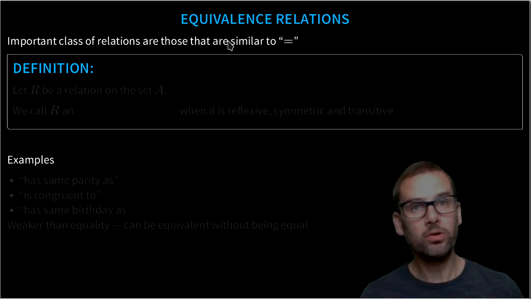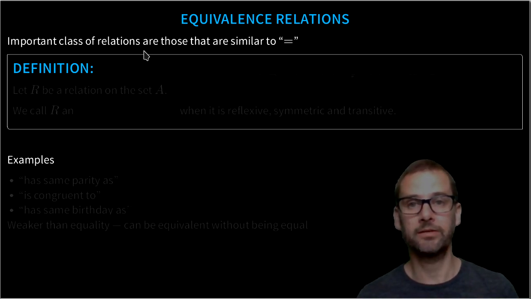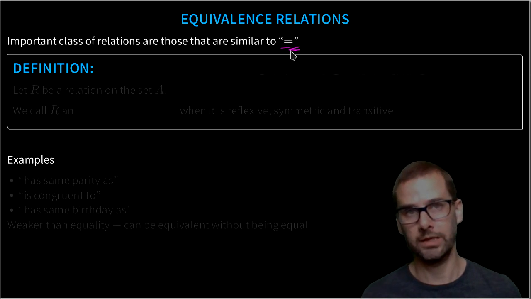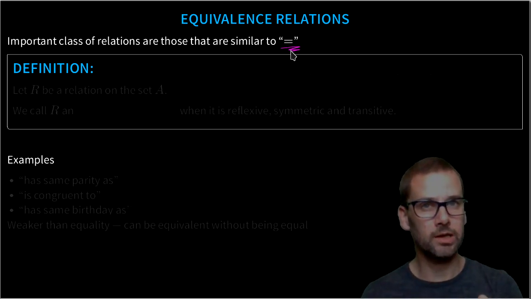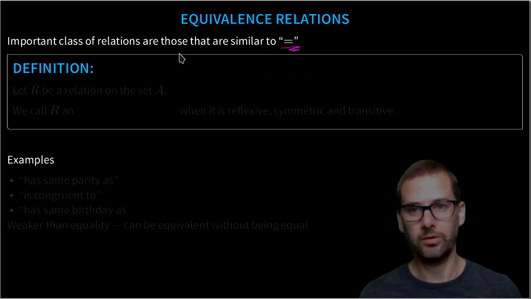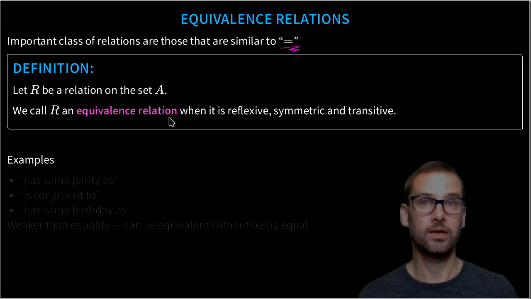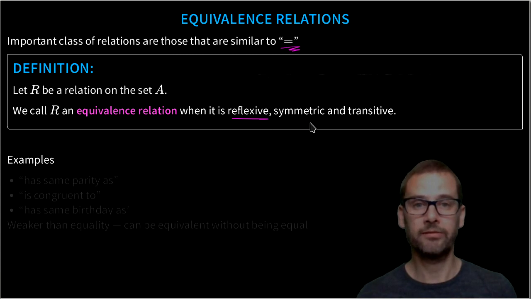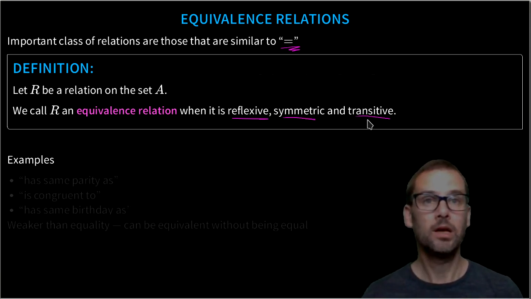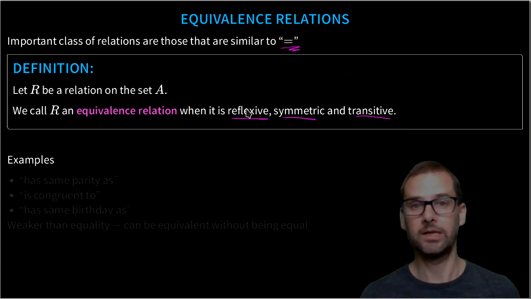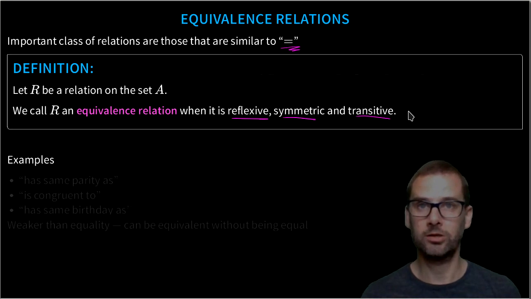So an important class of relations are those that are similar to equality. In particular, they're similar to equality, but a little bit looser. So let's take a relation on a set A. We call a relation an equivalence relation when it is reflexive, symmetric, and transitive. And if you think about equality, equality satisfies these three properties. Equality is reflexive, symmetric, and transitive.